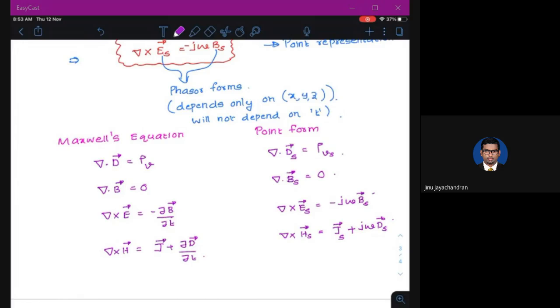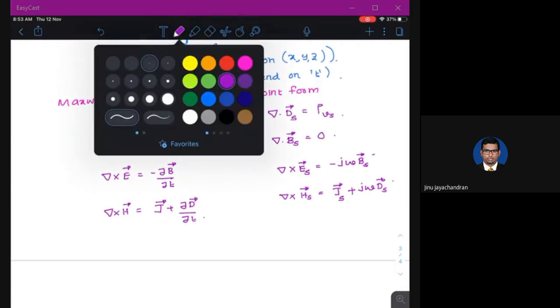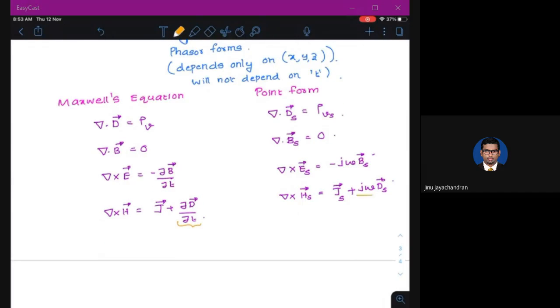So why did we do this? Because you see that all the differentiations have just moved to some multiplication of j omega. So when we analyze more into this equation, we don't want to do any complex differentiation. We just need to multiply it with j omega. So this will help us make the analysis and future derivations very easy. Okay, so this is regarding the point form of Maxwell's equation. I hope you have understood this. This is a very simple part where we derive the phasor form and then we derive the point form.